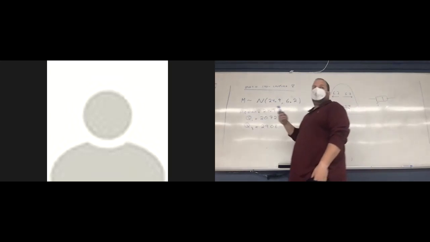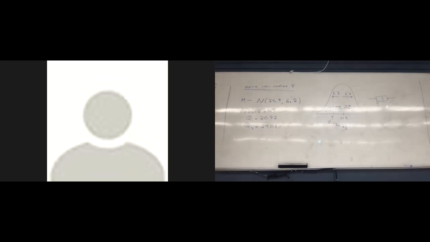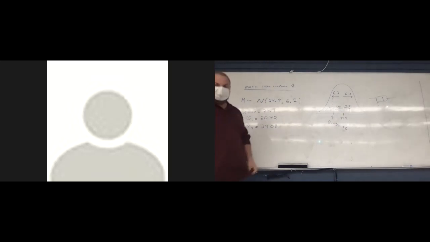Inverse norm equals 25%. Well, when you go to the inverse norm function, it says what's the area, what's the mean, and what's the deviation. 25% area, mean 24.9, deviation 6.2. The better calculator, the CE calculator, has the option of left, right, or middle. So we're doing left.